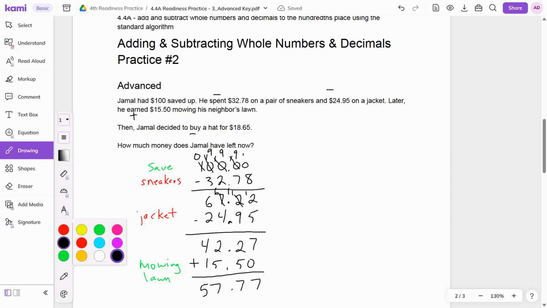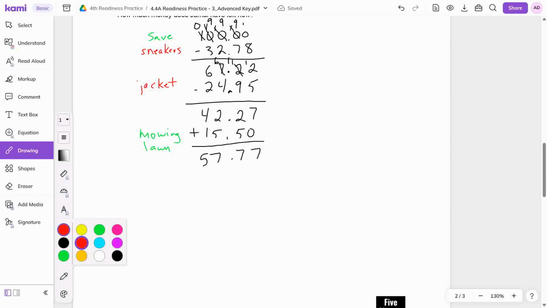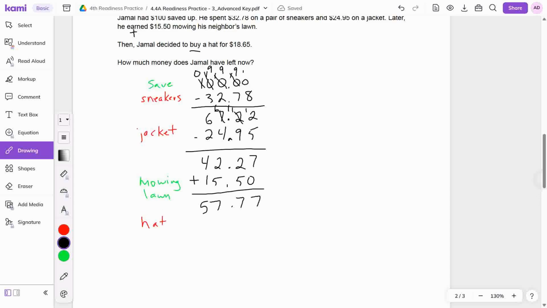Then he's going to buy a hat. So now we have to spend more money. All right, so let's make this red. So this is a hat. And what was the cost of that hat? 18.65. So I don't need to regroup in my decimals. That's 2, that's 1. I do need to regroup here. So that's going to be a 9, 39.12.